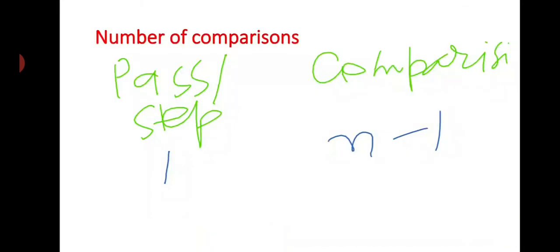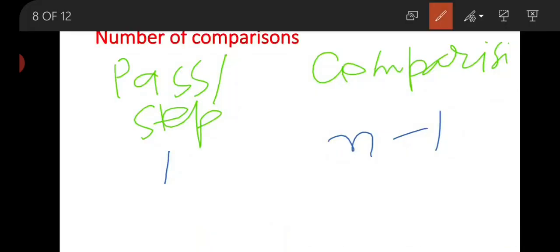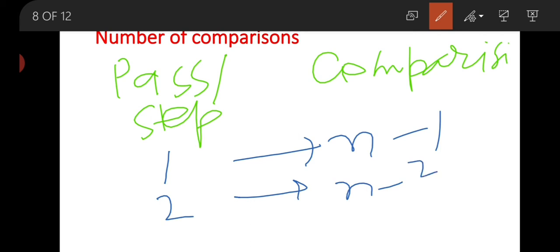Similarly, the comparison in the first pass is going to be with n minus 1. In the second pass, this will be n minus 2. In the third pass, it is going to compare with n minus 3. Similarly, if we continue, this will be 2 and 1. That means this is your number of comparisons.